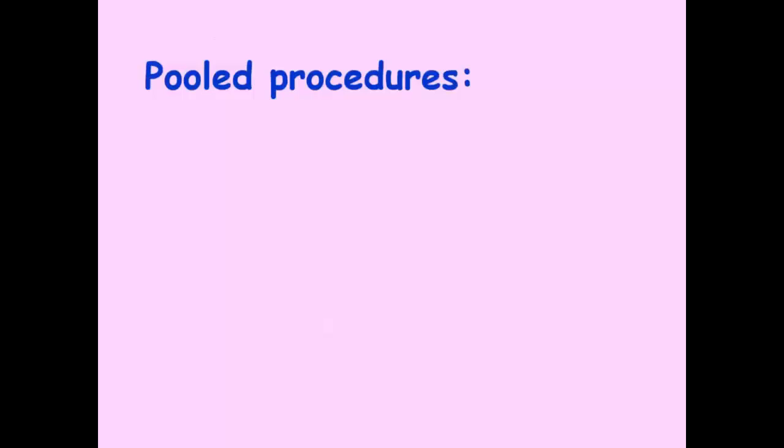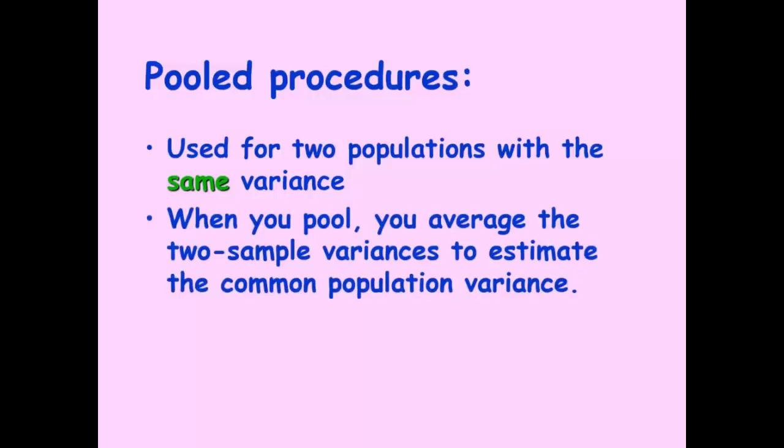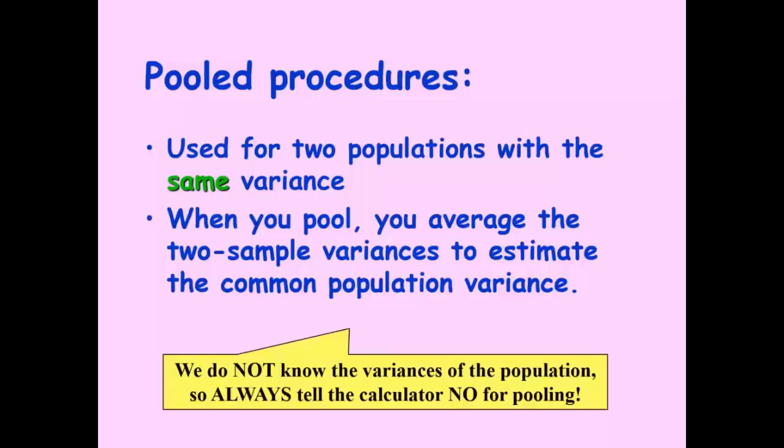Okay, pooled procedures. Pooled procedures are used when we're dealing with two populations with the same variance. The idea being that when we pool, we average the two sample variances to estimate a common population variance. The idea is that we understand that the two samples came from a larger population, and so we would pool these variances together. We actually are just going to ignore that idea. So I bring it up, but it's not really going to have any impact on our calculations. And a lot of times the calculator will do this for us. If there's an option for pooling, we'll just click no for that.